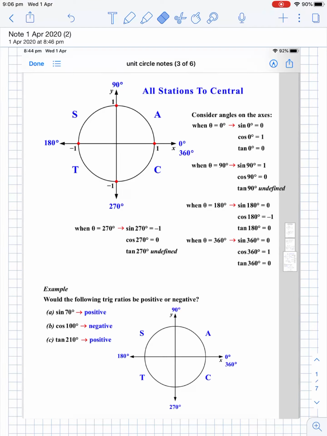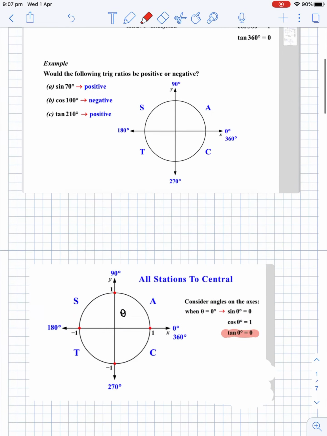Hi guys, I'm just making another video on this unit circle stuff, because I feel as though in the notes that you're getting into your book, the video didn't explain the reasoning behind these values very well. So I wanted to quickly go over this to show you why sine theta equals 0, why cos theta equals 1, why tan theta equals 0. It's really important to understand it.